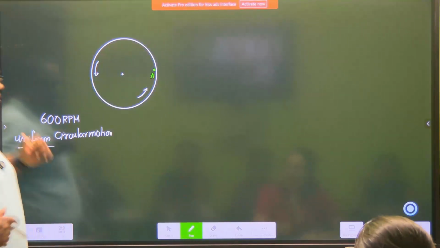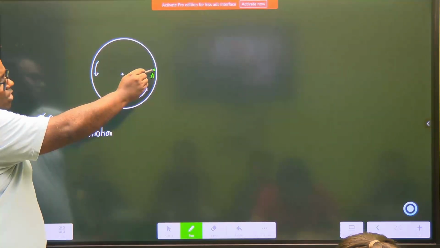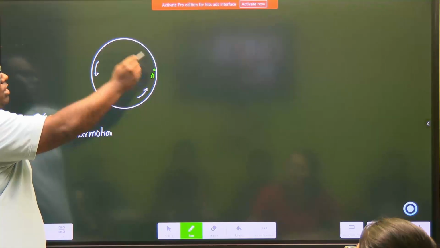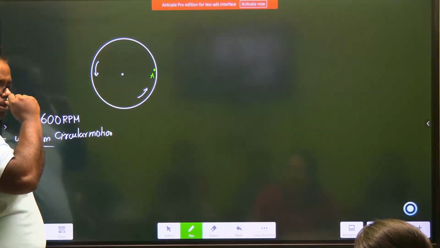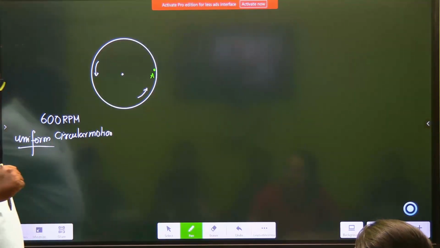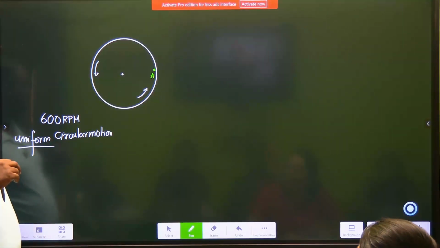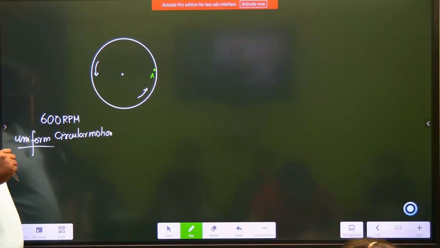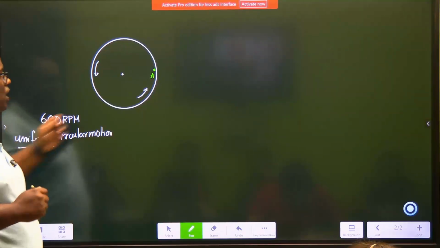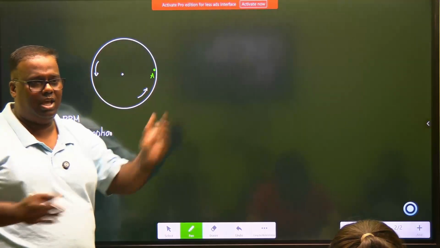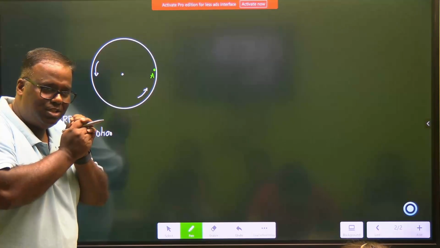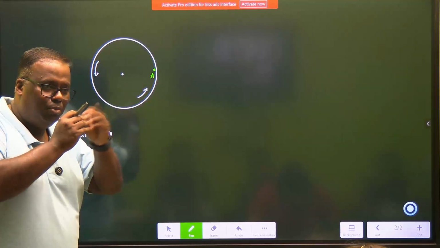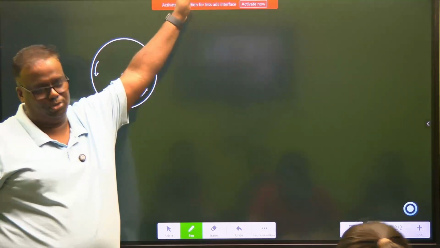Now think about this. When it is here, it is rotating at what speed? 600 rpm. When it is here also, it is rotating at 600 rpm. Do you agree? Then why is the velocity not the same? Its direction keeps changing. Imagine if A was let loose. A is a child on a merry-go-round, and the string broke off. A will fly out.